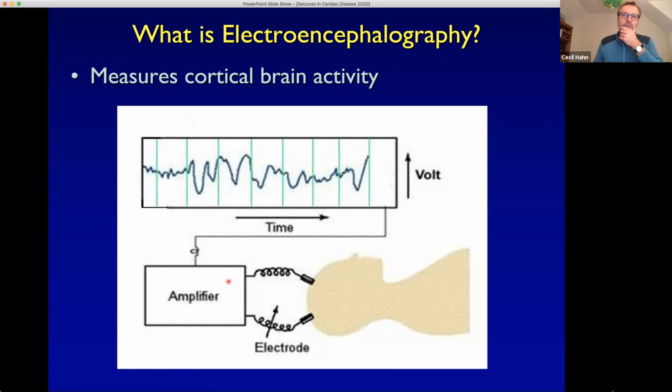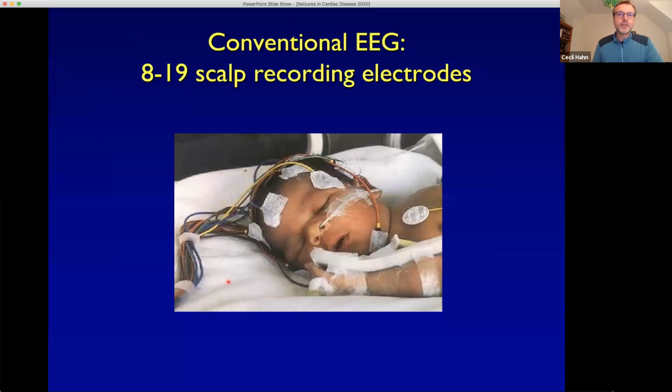You need a special amplifier to be able to pick that up and to filter out all the other noise in the environment, including the noise from the ECG. So a conventional EEG uses 8 to 19 scalp electrodes. Usually they're placed like this with either paste, or sometimes when they're glued on for longer periods of time, we use something called collodion, which is a non-toxic adhesive.